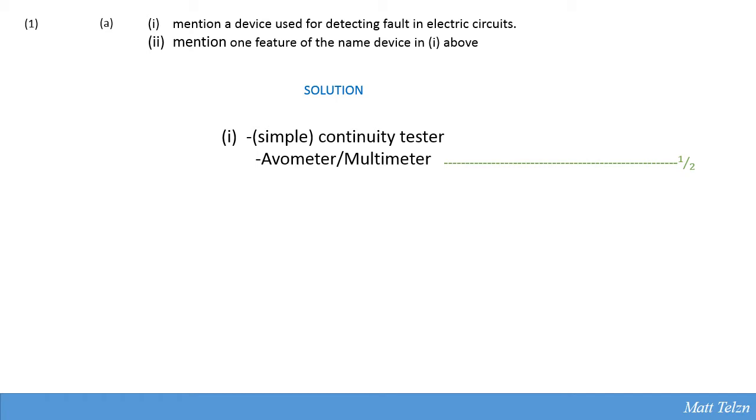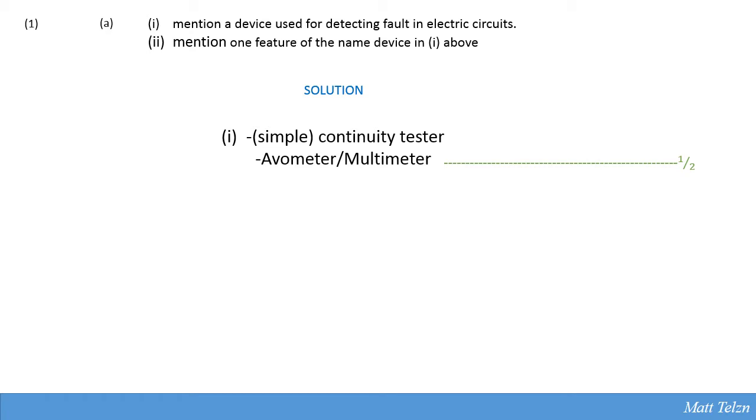So what differentiates it from other testers is the continuity. So if you mention continuity tester, you are correct. If you mention just a tester, you are wrong, and it's just half mark that is allocated to Roman numeral 1. Now let's go to Roman numeral 2.